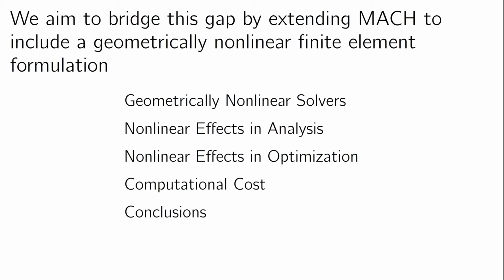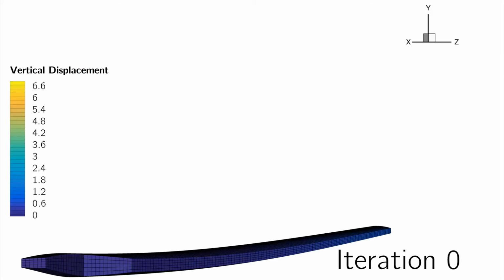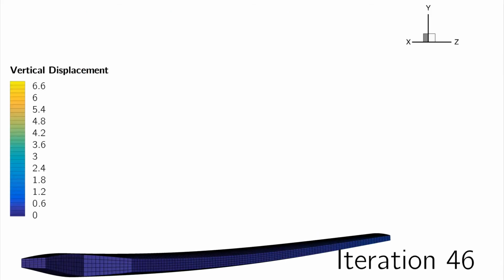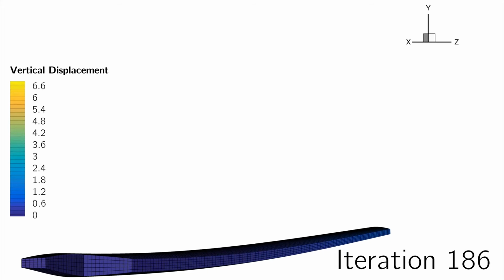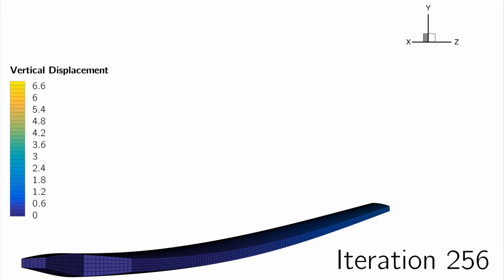First, I'm going to talk about the solvers we implemented for geometrically nonlinear structural and aerostructural analysis. Then we'll demonstrate those solvers in the context of analysis and optimization, and finally I'll comment a bit on computational cost. For geometrically nonlinear structural analysis, we implement a Newton-Raphson-based nonlinear solver in MACH's finite element library TACS.